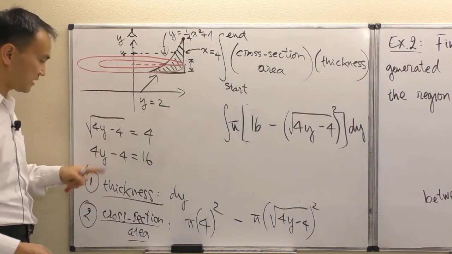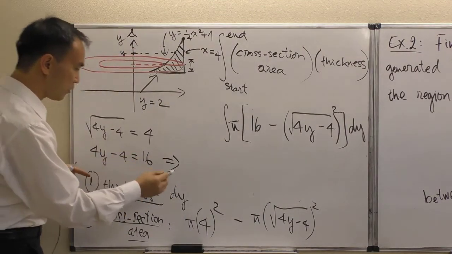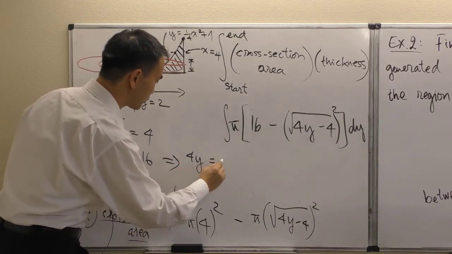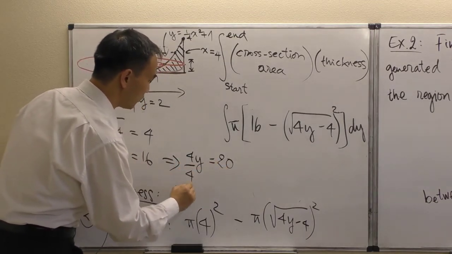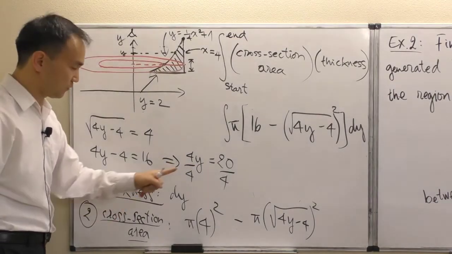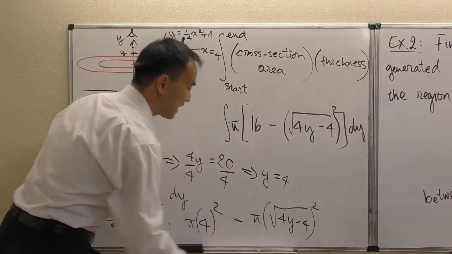And then from this, I can quickly solve by adding 4 to both sides, we're looking at 4y equals 20. And now dividing both sides by 4, now the answer comes clear. That's the upper limit right there. Y equals 5. Y equals 5. That's our upper limit.